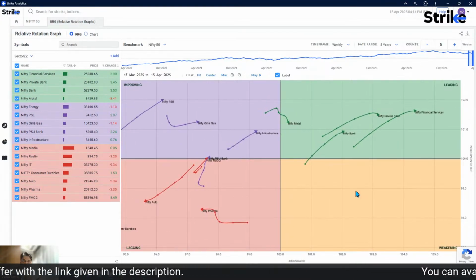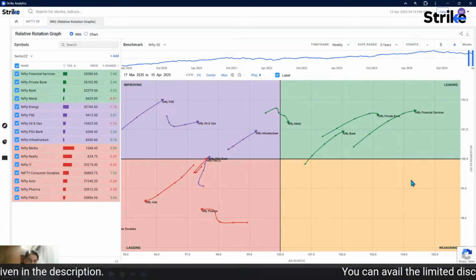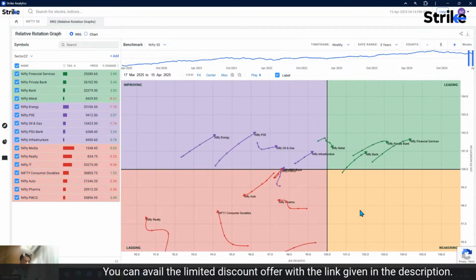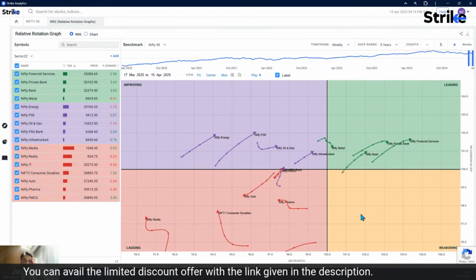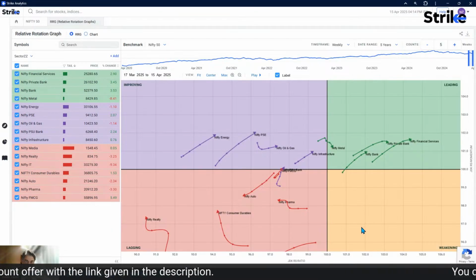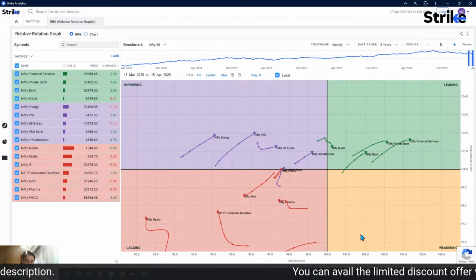Yeah. Any questions? Any questions so far? I hope you understood this RRG chart, how to read it. Any doubt, please feel free to ask me. Any doubt in how to read the RRG chart or anything?